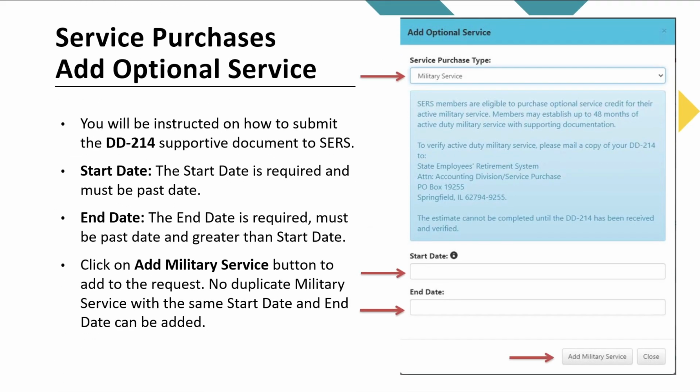If you're going to select military time, you'll be instructed on how to submit the DD-214 as a supporting document. The start date is required, the end date is required, and you can add that. The accounting service department will not begin processing any military service credit purchases until the DD-214 is submitted. So you might want to remind them or recommend to them to submit this as they're submitting the request itself. That way the accounting service department has everything they need to begin processing that cost.